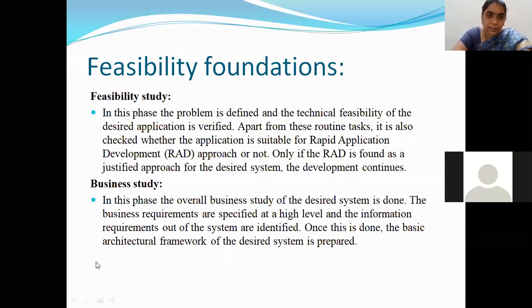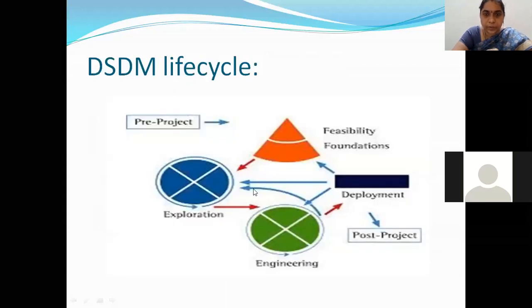Once this is done, the basic architectural framework of the desired system is done. Once all the business requirements that the client wants are identified, then our basic architecture framework is prepared here. This is what we do in feasibility foundations. Here I'm doing the technical feasibility, how far it is technically feasible. And next I'm doing a complete business study. What are all the business requirements, and I'm outlining what are all the features the client wants. That is done in feasibility foundations.